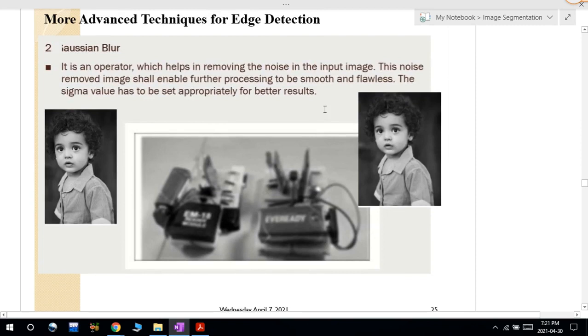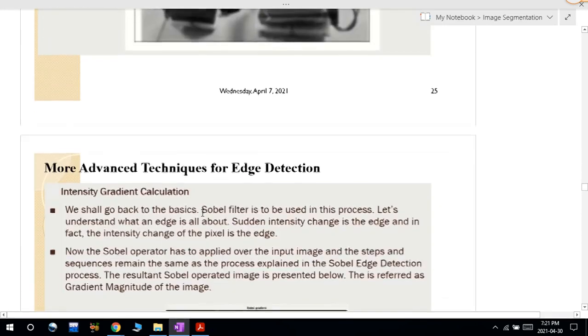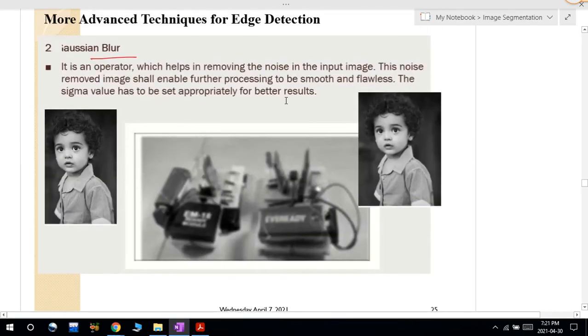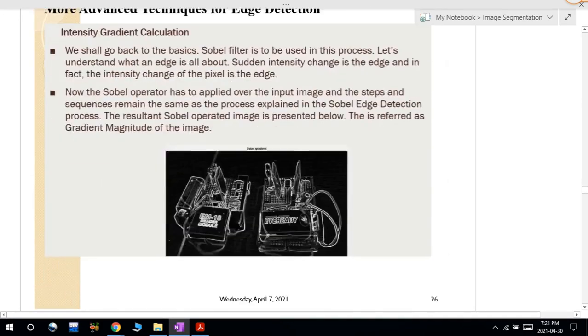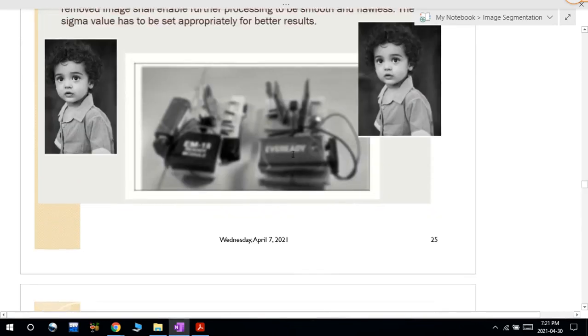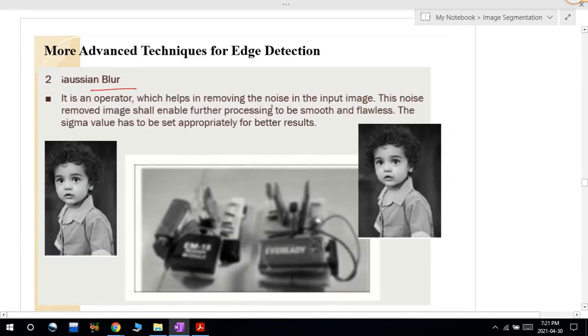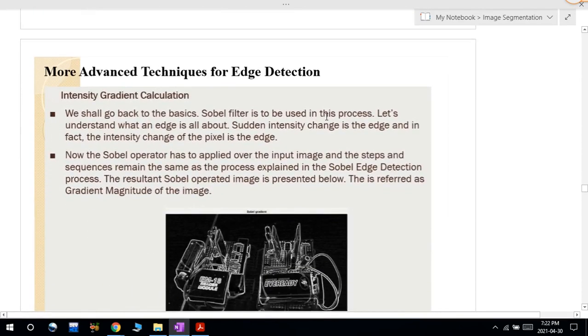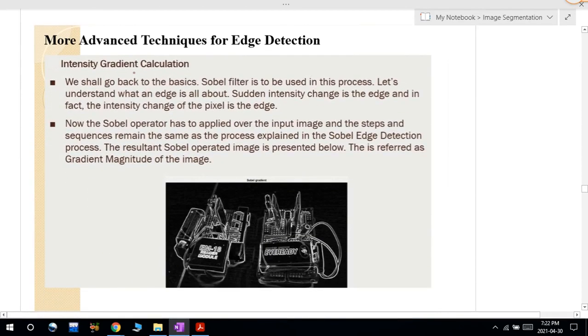First I apply the Gaussian blur. If this image is there, then whenever I apply this blur, the image becomes blurred. The main purpose of this is to remove the noise. Whatever Gaussian filter I apply is used to remove the noise. After removing the noise, the second step is the gradient calculation.